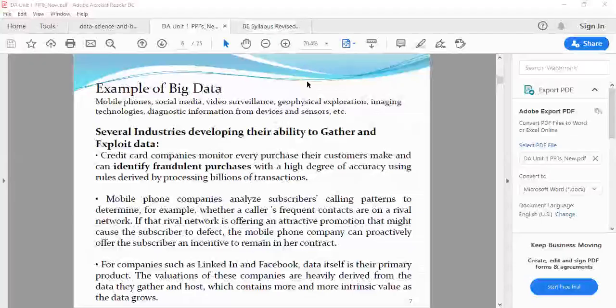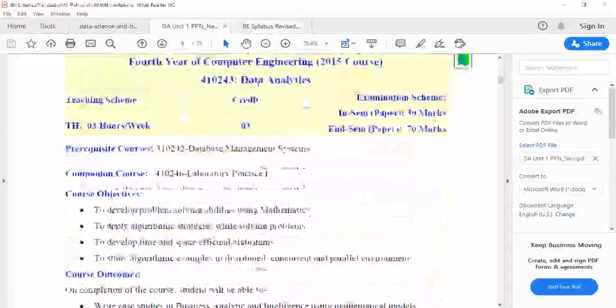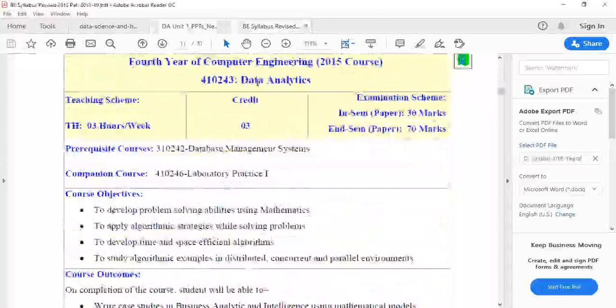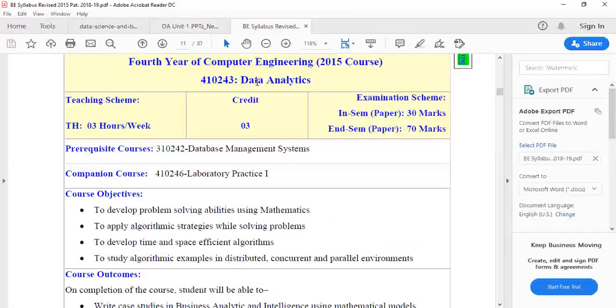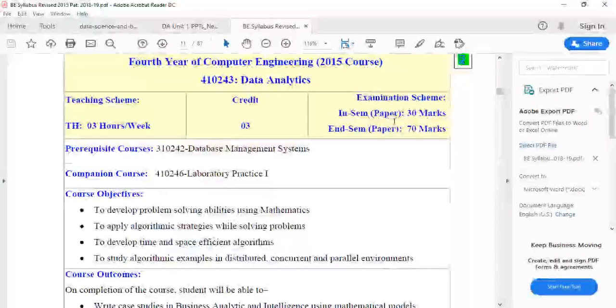First of all, we will see the syllabus of data analytics. Data analytics has subject code 410243. It has 3 credits. Then the examination pattern for data analytics is INSEM 30 marks and ENDSEM 70 marks.